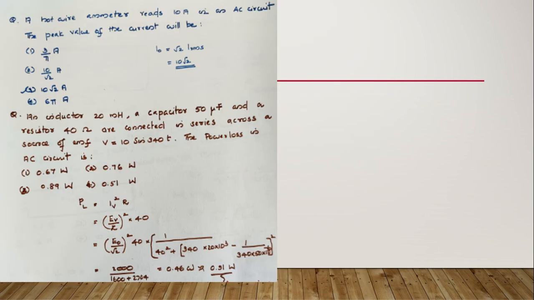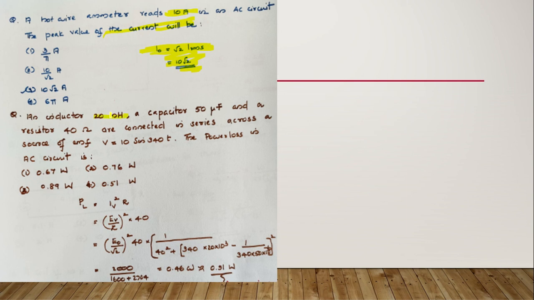See, we can just go through some problematic situations. A hot wire ammeter reads 10 ampere in an AC circuit. The peak value of the current will be simple. I_R must take the value as I0 by root 2. So I0 takes the value as 10 root 2.